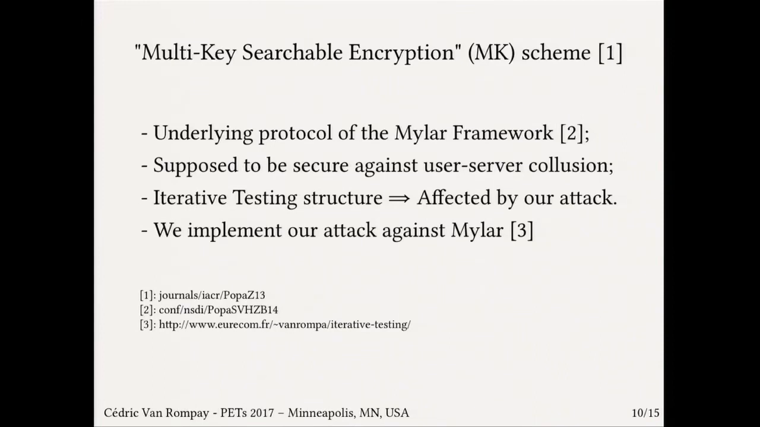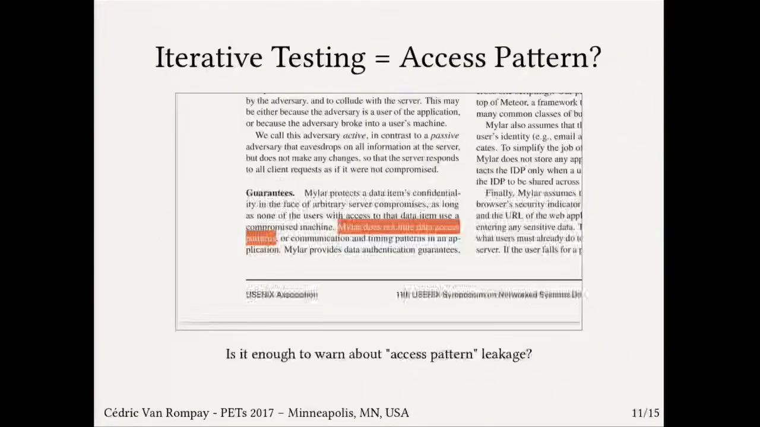So point 2, do not use iterative testing structure. Sadly, we do not have an efficient alternative to this structure right now. So our point is that future work should focus on finding an alternative to that. Final point is on the misconception that the leakage induced by iterative testing structure is equivalent to something called access pattern leakage.